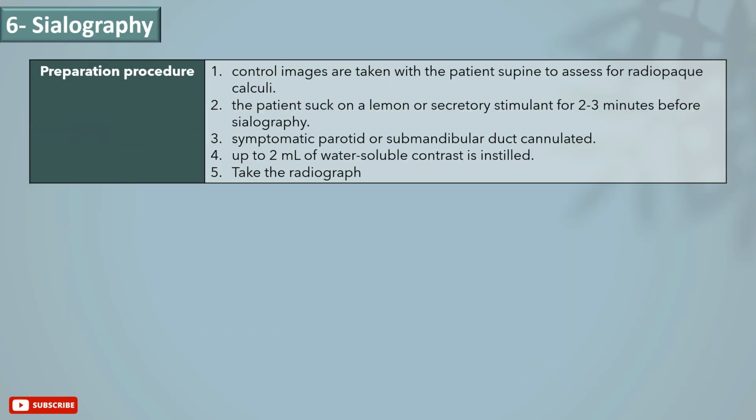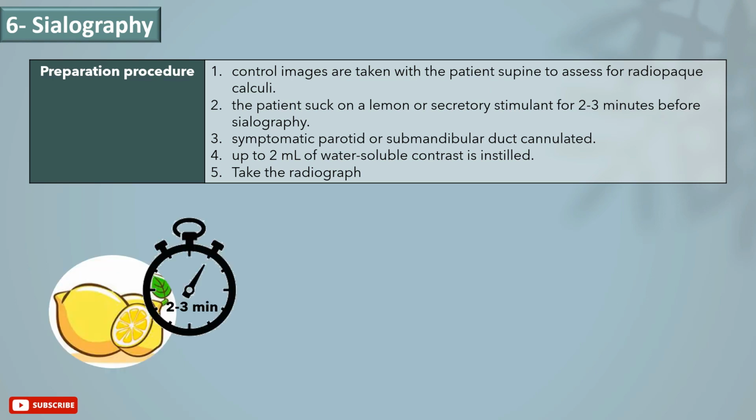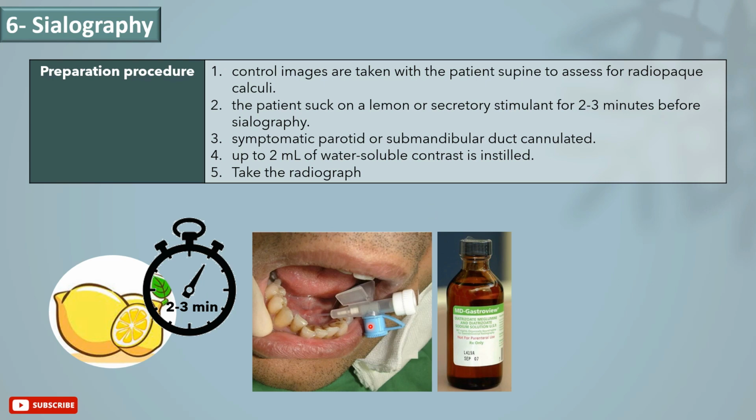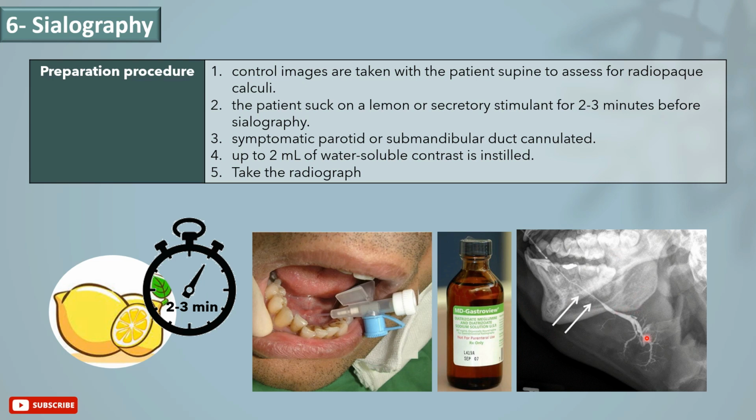To prepare the patient, firstly take a control image to view the radiopaque calculi if they are present. Secondly, the patient should suck a lemon or any secretory stimulant for 2 to 3 minutes. Then the symptomatic duct should be cannulated. Then you infuse up to 2 milliliters of the water-soluble contrast medium. After that, you take the radiograph, whether it's a CT or a CBCT, to see any constriction or obstruction.